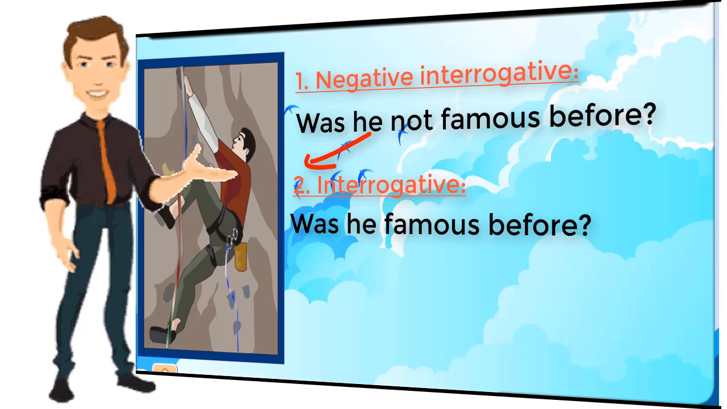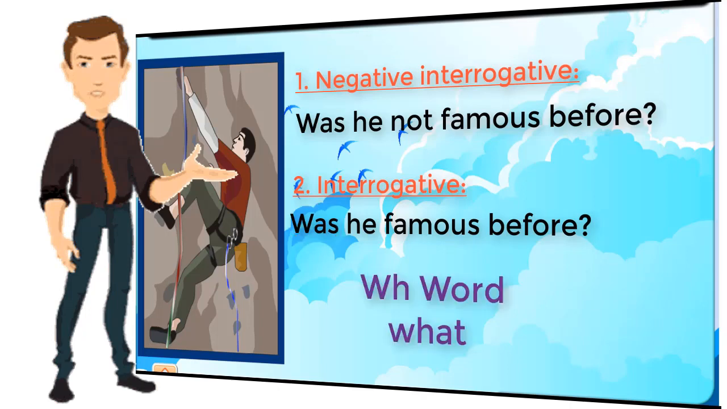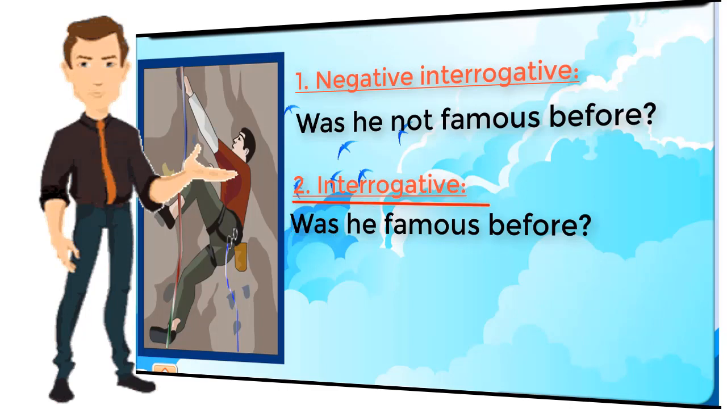Okay, number two, interrogative sentence. I have already told you that an interrogative sentence starts with an auxiliary verb or a WH word. And look, number two starts with an auxiliary verb, and that is was. So we call it an interrogative sentence. That means the meaning of the sentence is negative, not affirmative. It has negative meaning. Okay, thank you all. I hope you understand what is negative interrogative and what is an interrogative sentence.